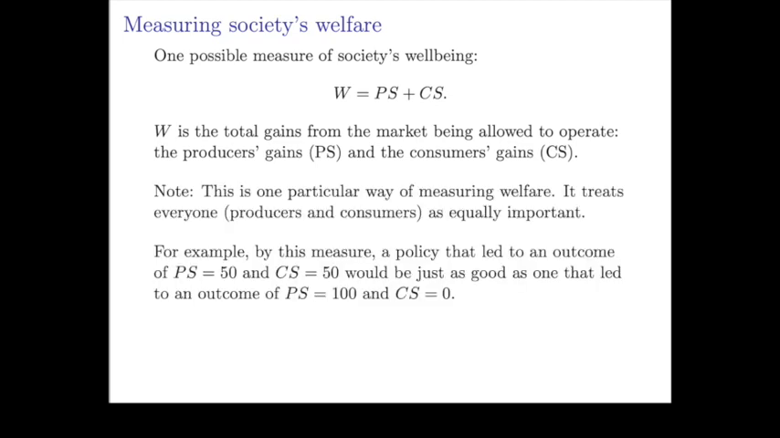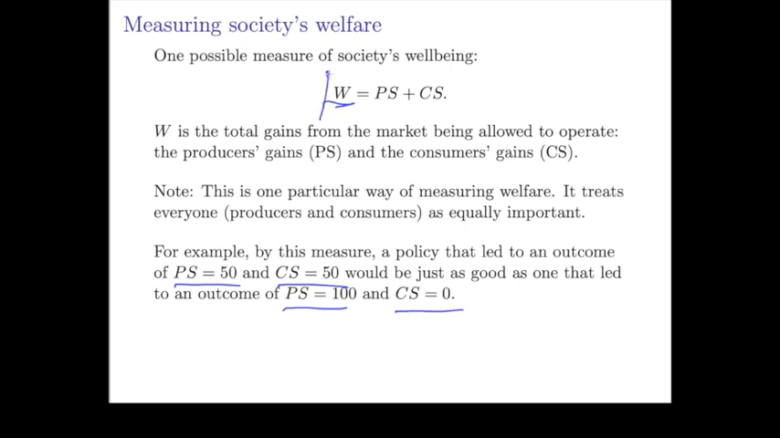Now, this is one particular way of measuring welfare. And it treats everyone equally here. It's not saying anything particular about how these gains are distributed across the producers or the consumers. For example, one policy that leads to a producer surplus of 50 and a consumer surplus of 50 is considered, according to this measure of welfare, just as good as a policy that leads to 100 in producer surplus and 0 in consumer surplus.